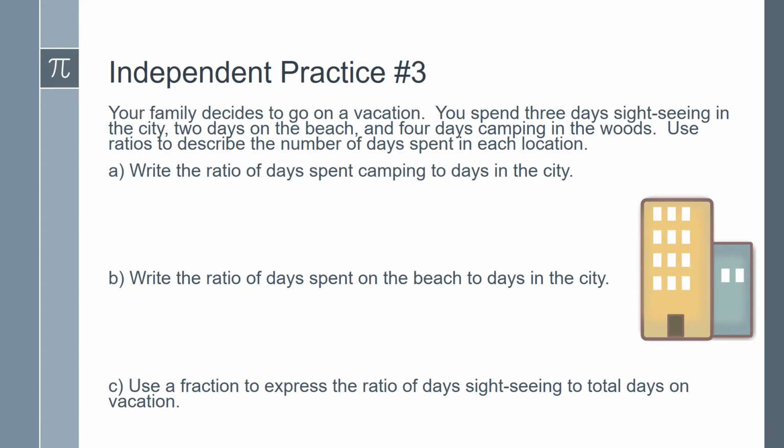Part A. Write the ratio of days spent camping to days in the city. Part B. Write the ratio of days spent on the beach to days in the city. Part C. Use a fraction to express the ratio of days sightseeing to total days on vacation. Now is a good time to pause this video and work on these problems if you haven't done so already.